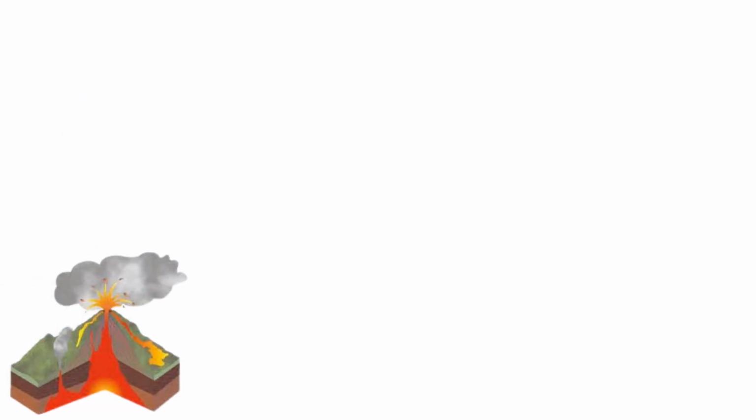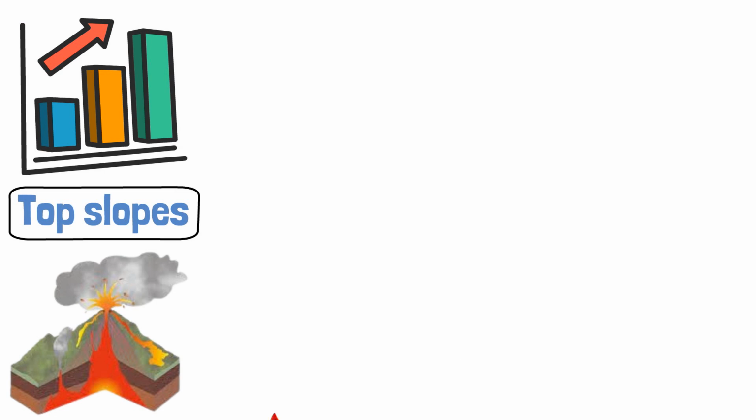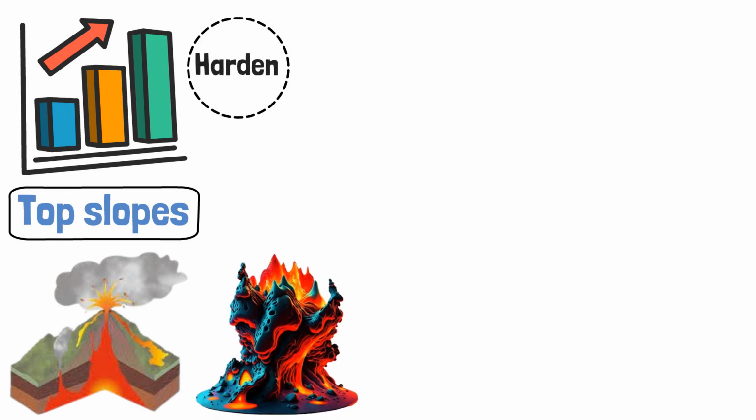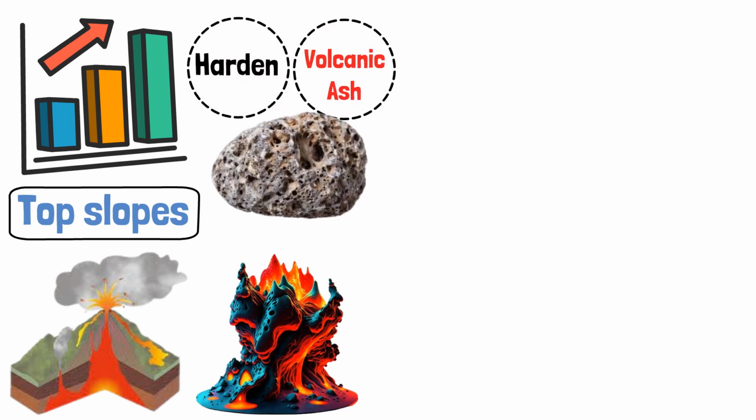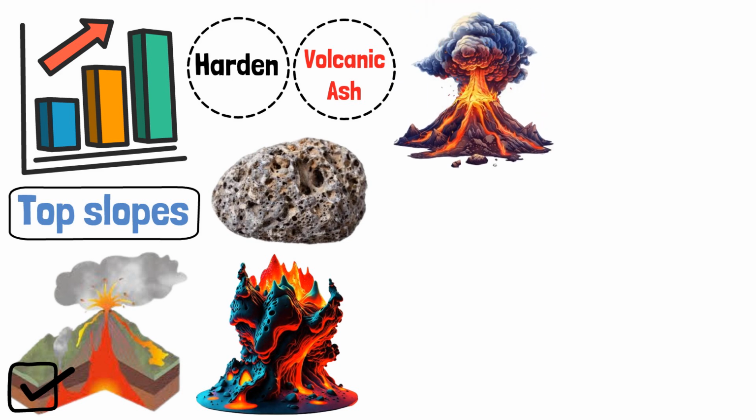The bottom slopes of a stratovolcano are relatively moderate, whereas the top slopes progress to become increasingly steep. Lava that has been allowed to harden, volcanic ash, and pumice are the components that make up their structure. Stratovolcanoes are known to have explosive eruptions that send flaming lava fragments through the air like bombs.